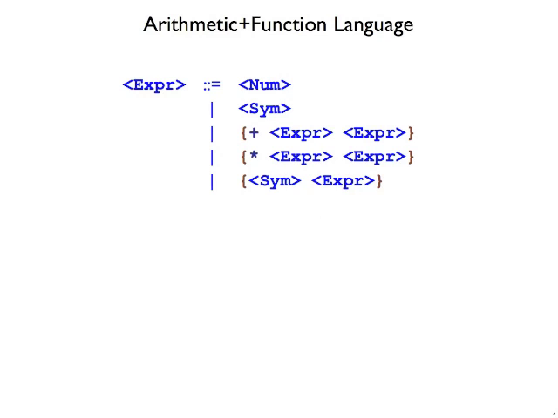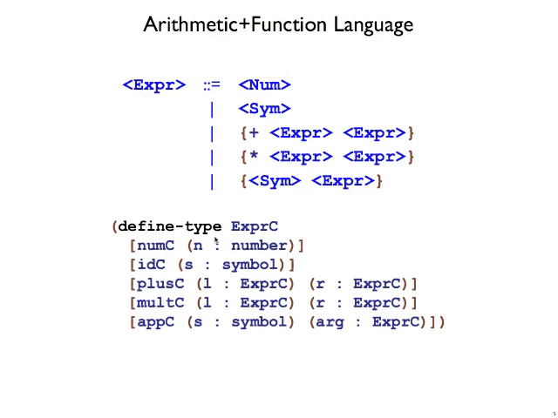If I take this way of writing things, again, it has the same information also as our define-type forms, which has 5 cases and, for example, says the application form has a symbol and an expression.